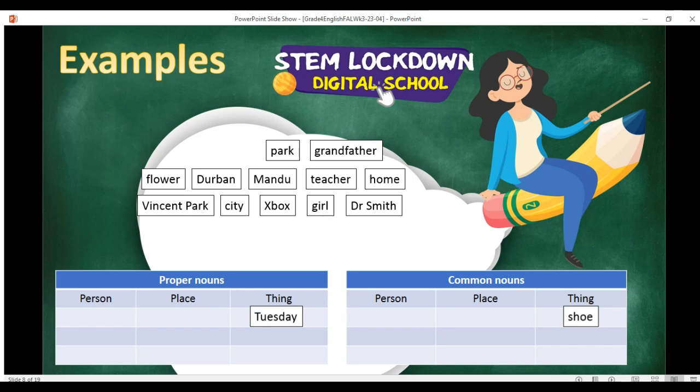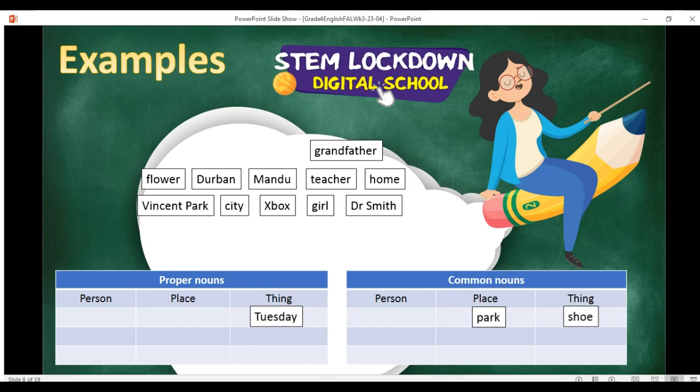Now the third one, park. Does park have a capital letter? No. So park will go to common nouns, but is it a person, place, or thing? Because remember, this is somewhere I go to. So it's going to be a place.